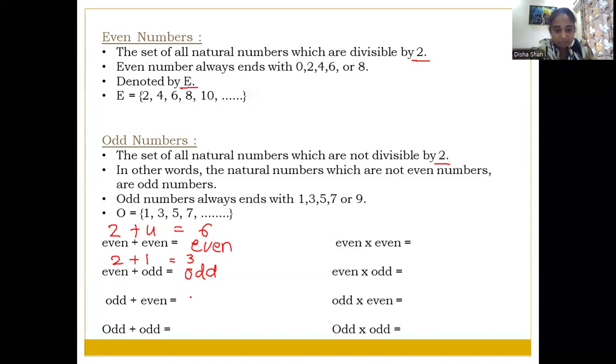Odd plus even always gives you the answer as an odd number, and odd plus odd always gives you an even number. For an example, 3 plus 5, answer is 8.